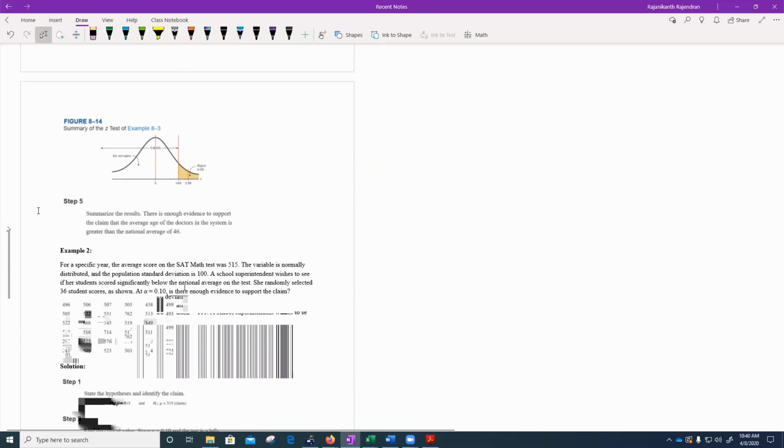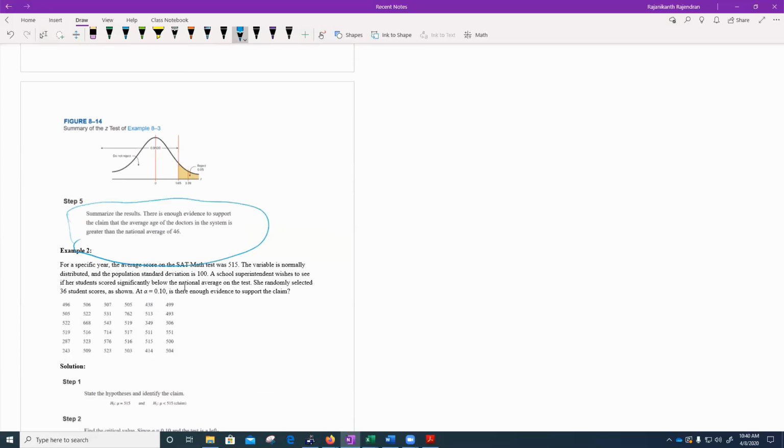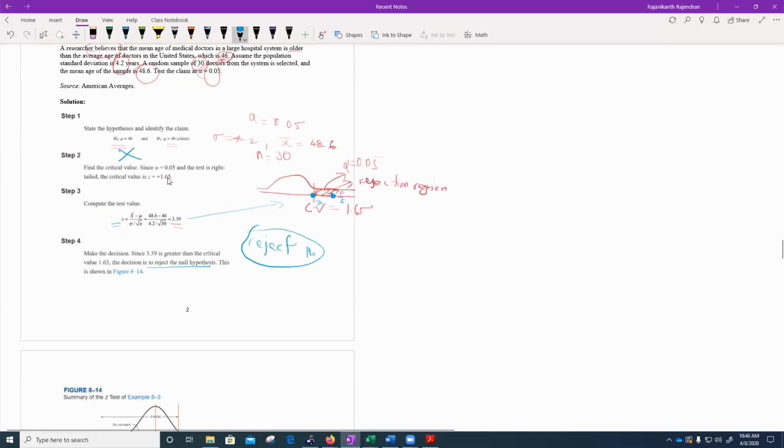So this is your final answer, summarizing your results. Now you know that your claim is correct. Summarize the results: there is enough evidence to support the claim. Your claim is now correct, right? What was your claim? Your claim was the average age of the doctors is greater than 46. Yes. Therefore, you accept your claim. That is correct. Okay, so this is the way to perform hypothesis testing in statistics.